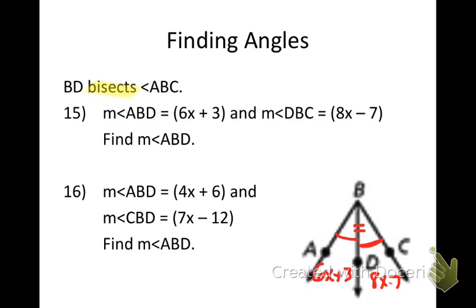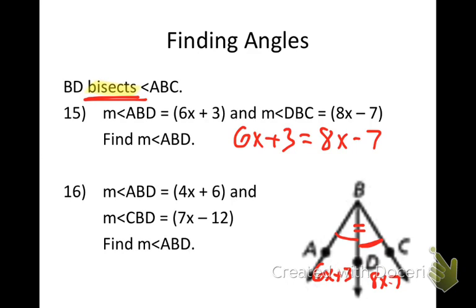What do we know about the two angles? They're bisected, right? So the two angles are what? They're equal. So what do I do with the two expressions? Set them equal to each other. So I would say 6x plus 3 equals 8x minus 7. Why do I know that they have to be equal? Because they are what? Because it bisects it. Bisects means it cuts it in half.